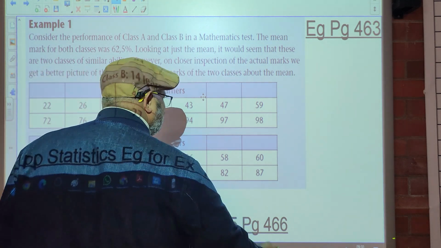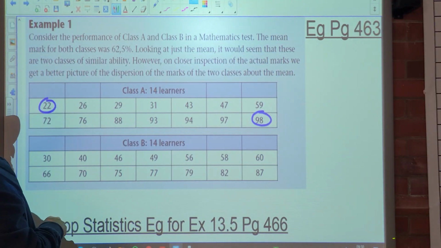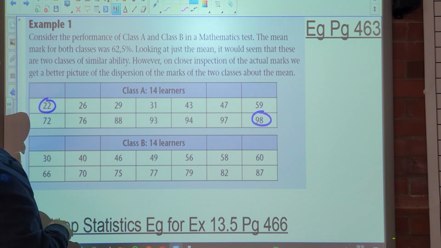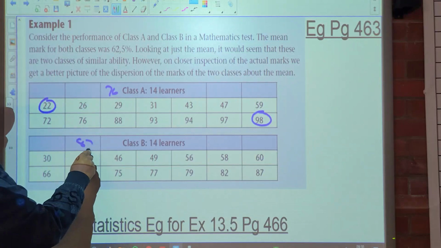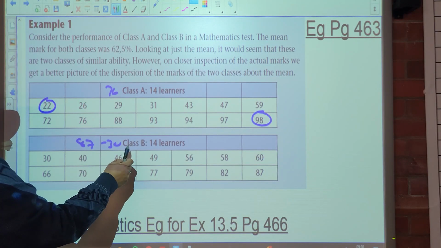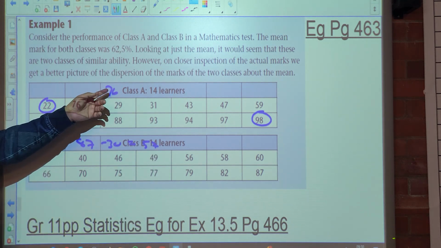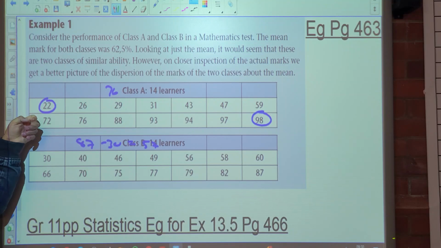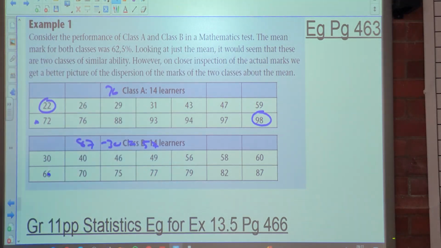So what do you notice here? The range is from 98 till 22, which makes that a range of 76. And here we look at 87 minus 30. The range here will give you a range of 57. You see this range is much larger here, which means to say the standard deviation is going to be bigger or smaller? Bigger. Because the others are more clustered together, their standard deviation will be small. That's something important to note at this point.